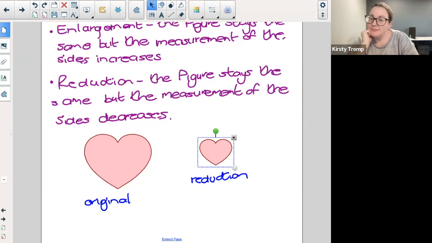Is reduction like the smaller version of the original or what? Exactly. It's the reduced version. Exactly. Well done. It's the smaller version of the original. That's a good way to think of it. Thank you, ma'am. You're welcome.